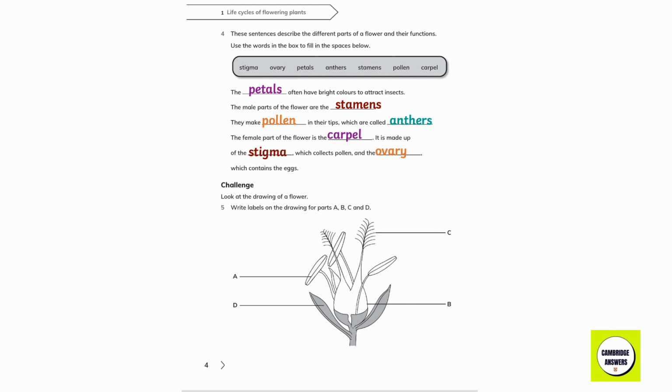Challenge. Look at the drawing of a flower. Write labels on the drawing for the parts A, B, C, D. Anther, ovary, stigma, and sepals. We have drawn the petals over here as they were missing.